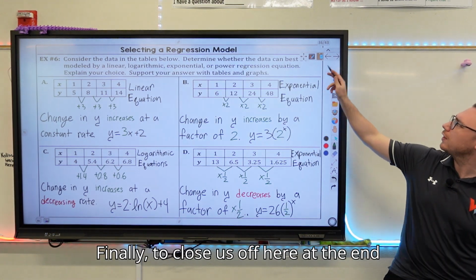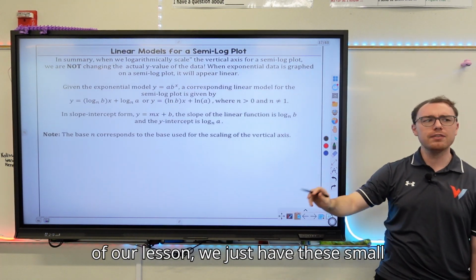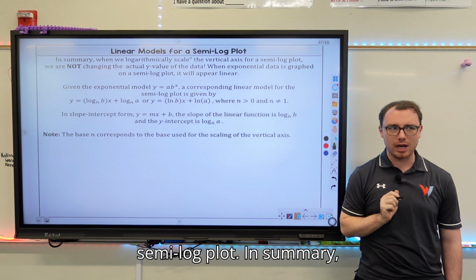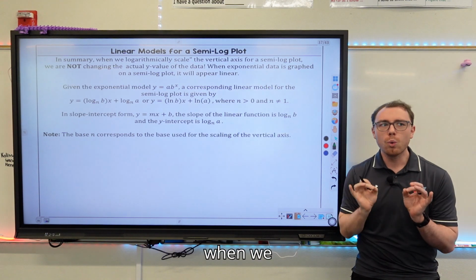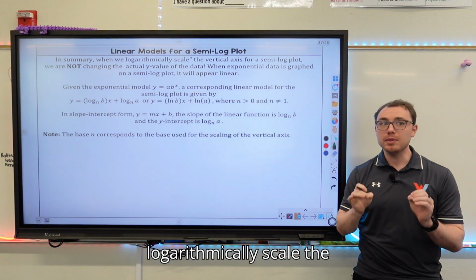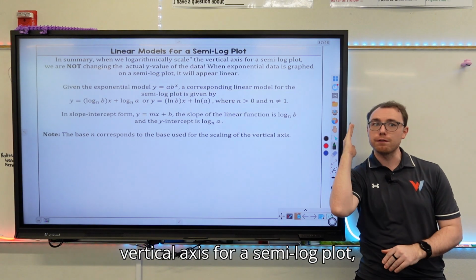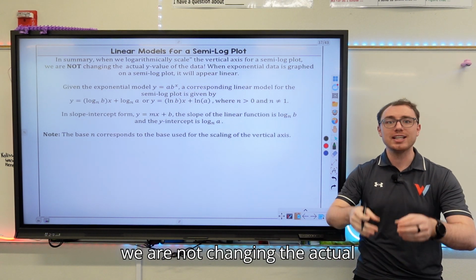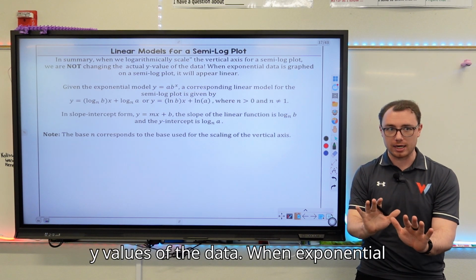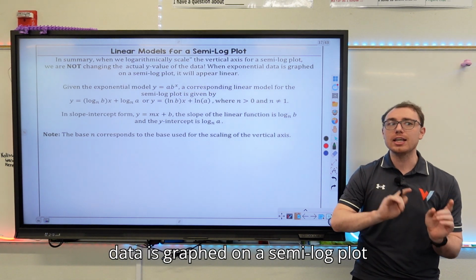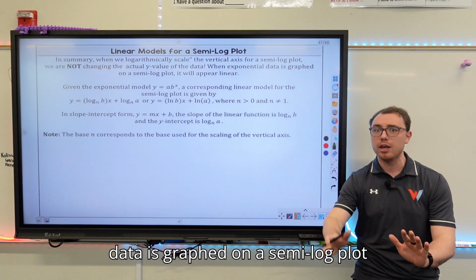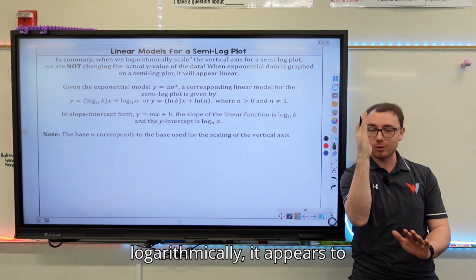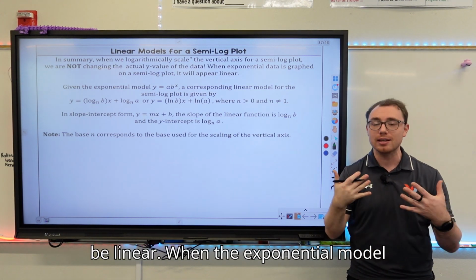Finally, to close us off here at the end of our lesson, we just have these small notes for a linear model for a semi-log plot. In summary, when we logarithmically scale the vertical axis for a semi-log plot, we are not changing the actual y values of the data. When exponential data is graphed on a semi-log plot where the y-axis is changing logarithmically, it appears to be linear.